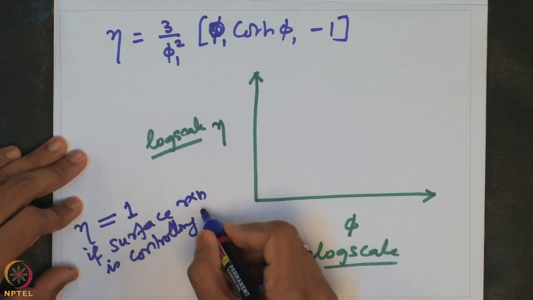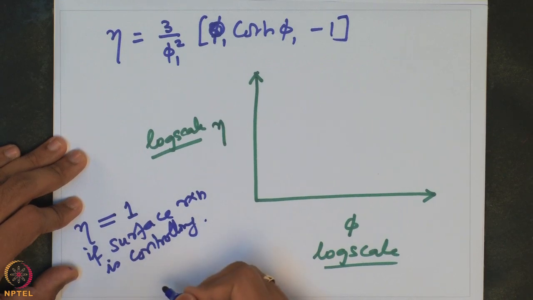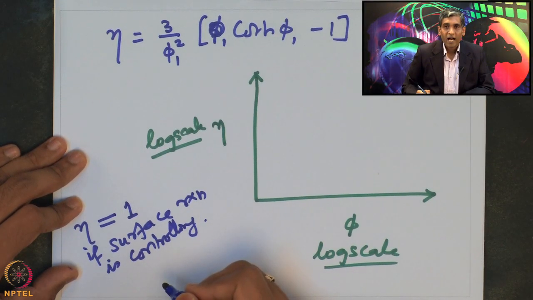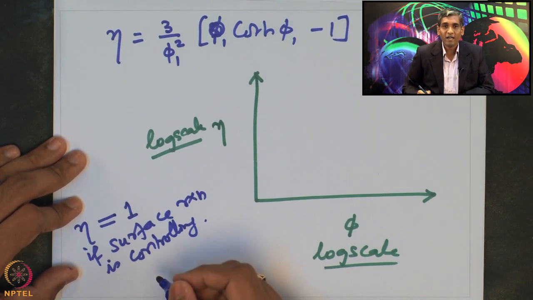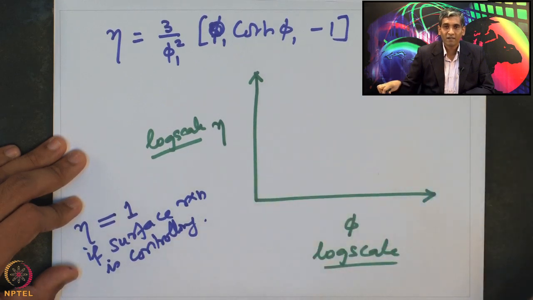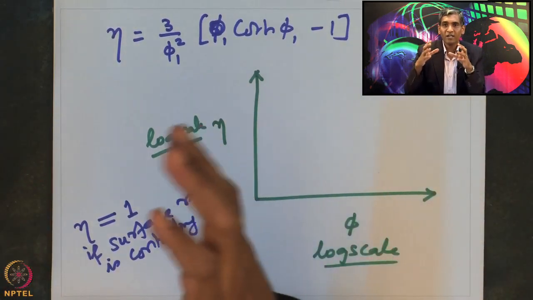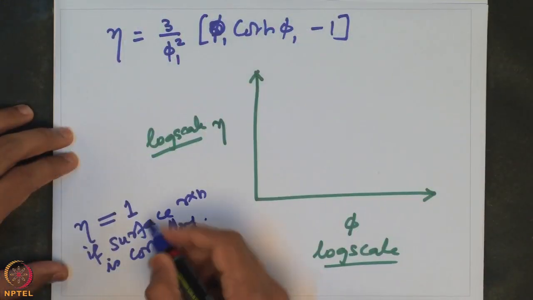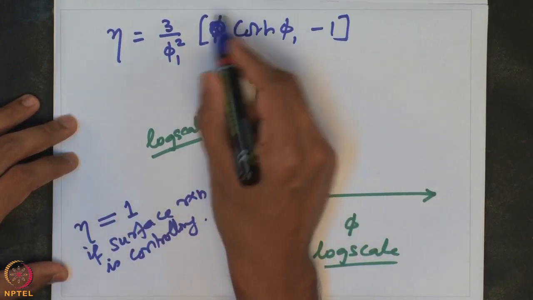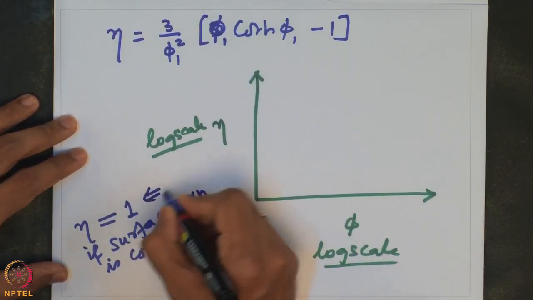Now, if surface reaction is controlling, it means that the diffusional limitations are absent. And recall that if diffusional limitations are absent, then the Thiele modulus is a very small number. We observed in the last couple of lectures that when the Thiele modulus is large, it is the diffusional limitations which control the overall reaction rate. And if phi is very small, it is the surface reaction which controls the overall reaction rate. So, when eta is equal to 1, it corresponds to the fact that phi 1 is small.